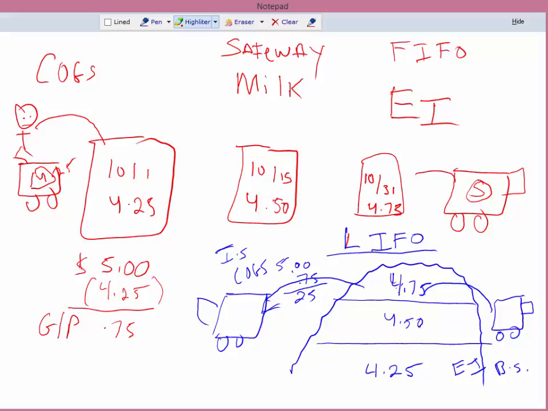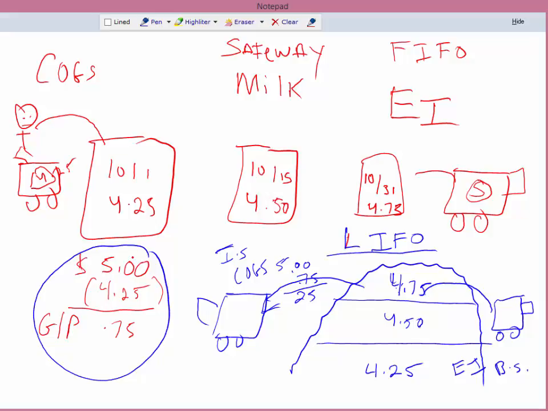This is FIFO that I'm talking about right here. FIFO is showing a gross profit of 75 cents per milk, and it's not as good for the income statement, when the reality is that I'm going to have to replace those milks that I just sold with 475 ones, right?